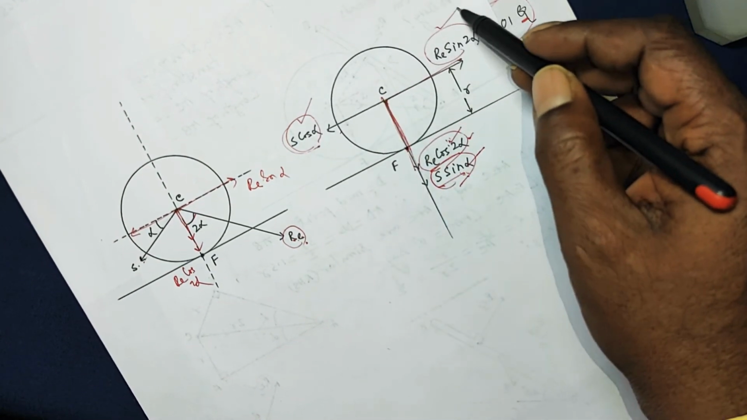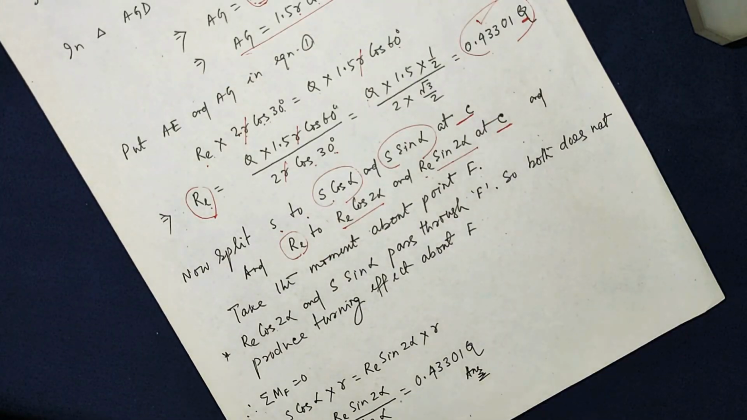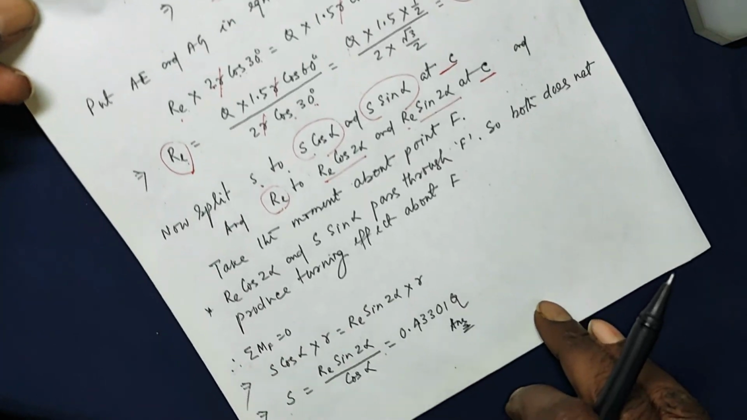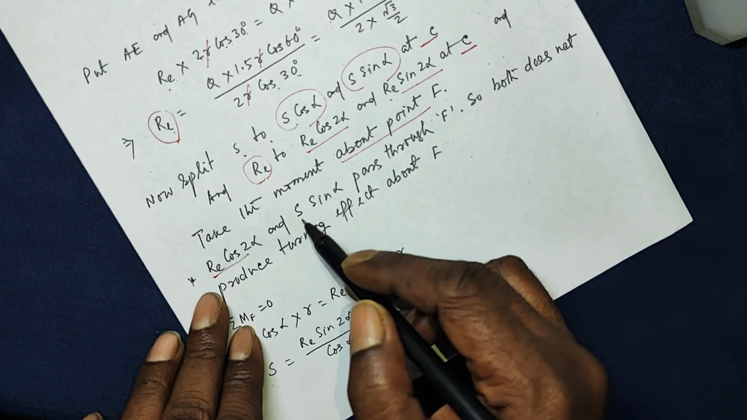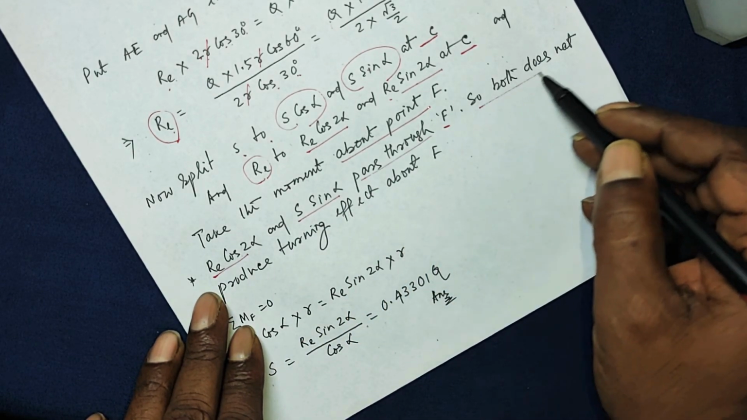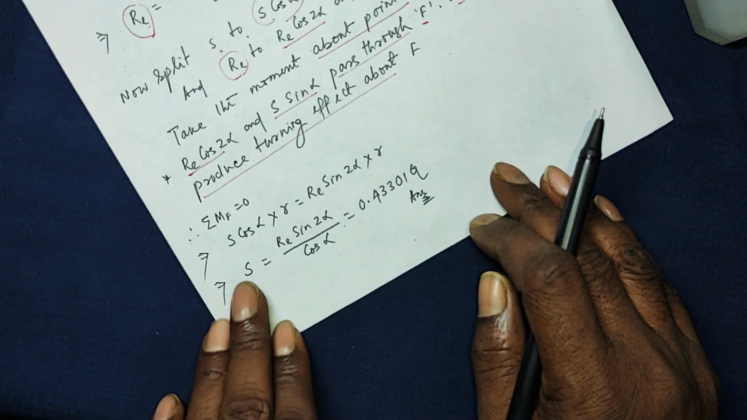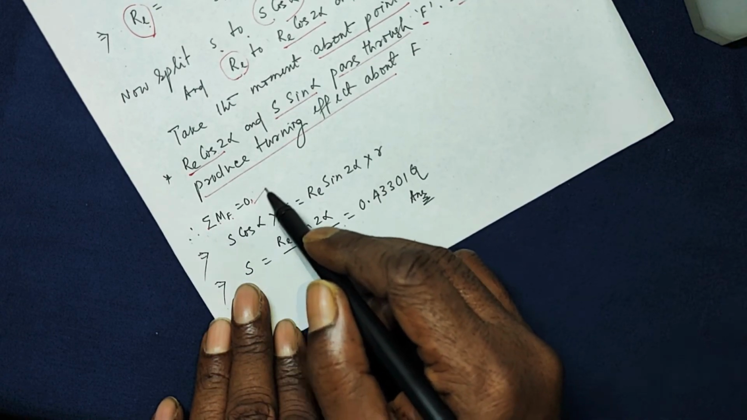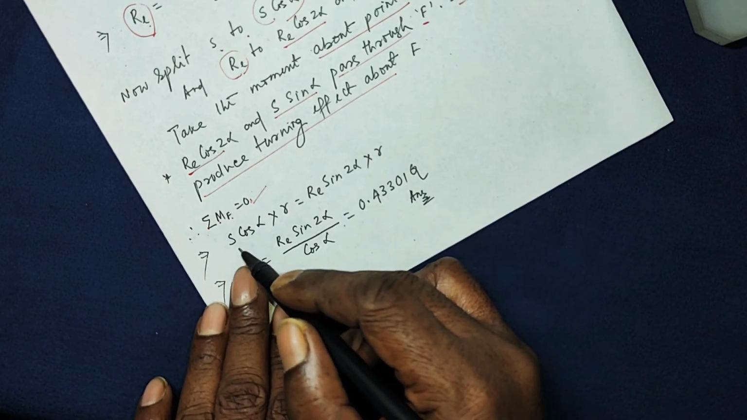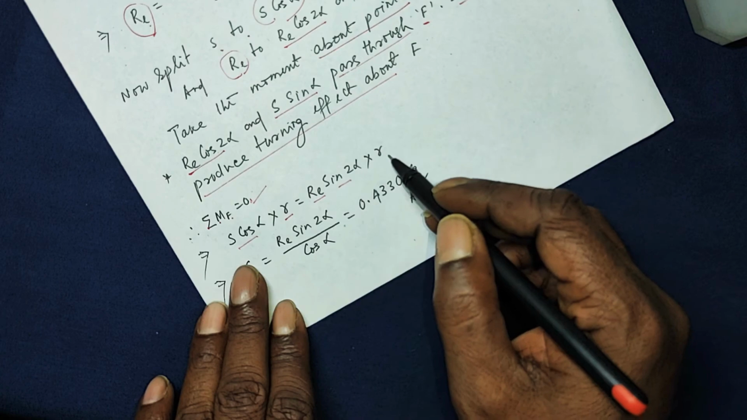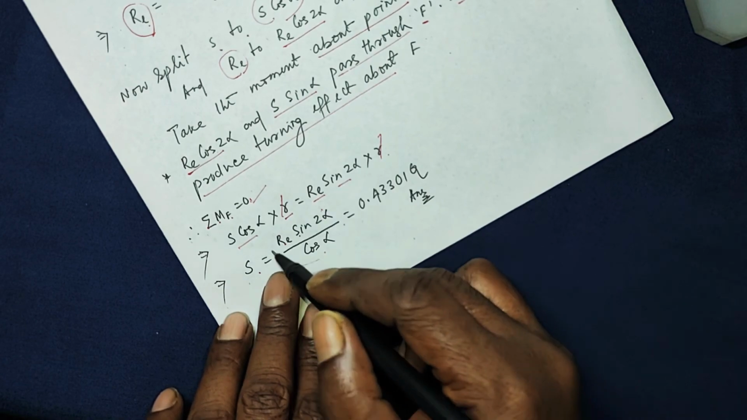Only we are left with these two forces, one will have a clockwise moment, the other will have an anti-clockwise moment. So let us take the moment about point F. RE cos 2 alpha and S sin alpha pass through F, so both don't produce any turning effect about point F. Therefore, the sum of the moments about point F is equal to 0. Since it is in equilibrium, it is stopped from rolling. So S cos alpha times R equals RE sin 2 alpha times R, R cancels. So S becomes RE sin 2 alpha over cos alpha.